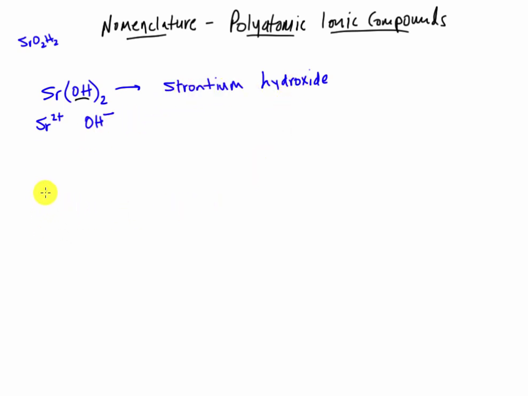Let's take a look at another one. Say we have AlNO3 parentheses 3. Name my cation, aluminum.